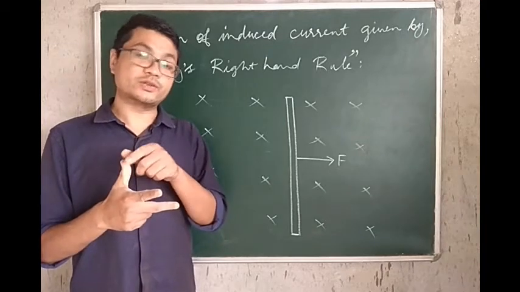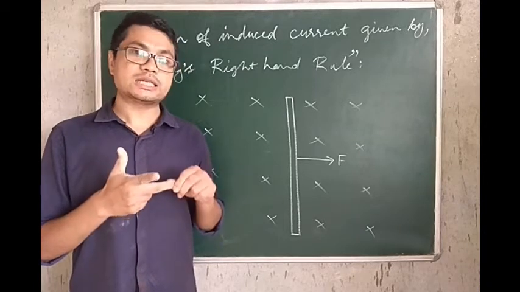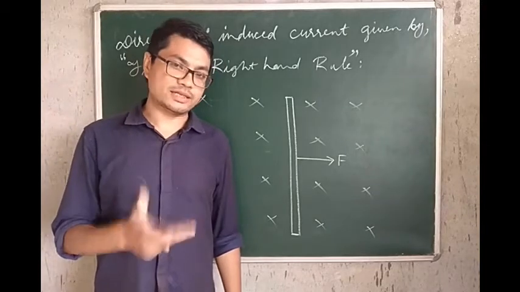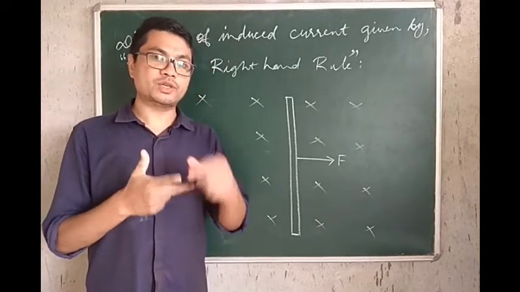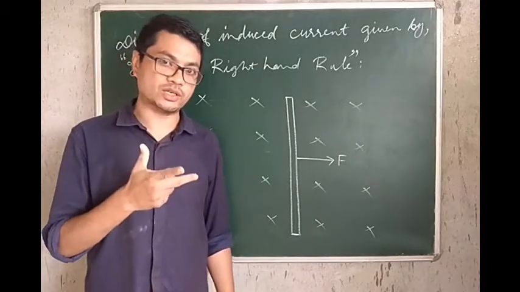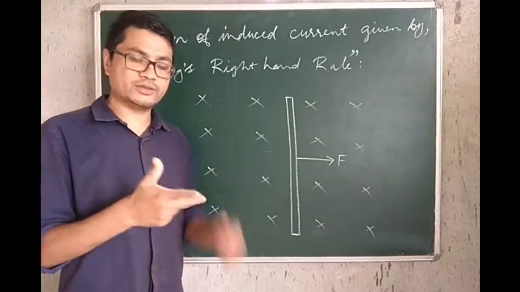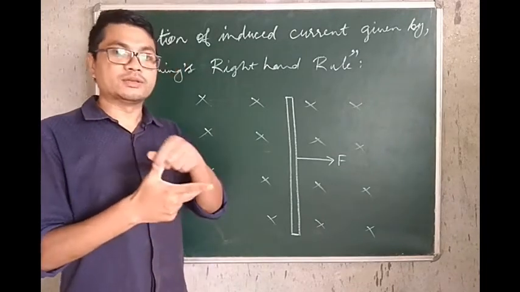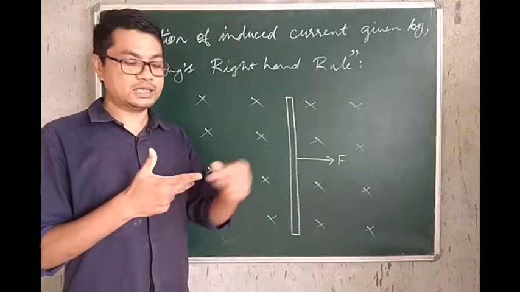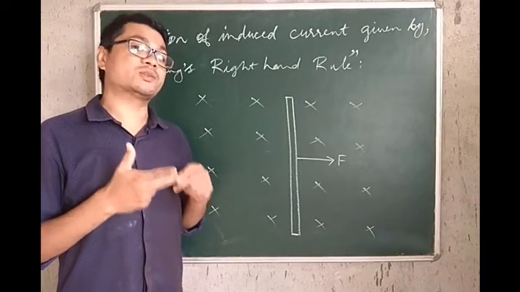Remember your F, B, I, like in Fleming's left hand rule. F gives the direction of the force, your forefinger gives the direction of the magnetic field, and your middle finger gives the direction of the current induced. So Fleming's right hand rule tells us if we stretch the thumb, the forefinger and the middle finger of our right hand at mutually perpendicular directions, then the thumb gives the direction of the force applied, the forefinger the direction of the magnetic field, and the middle finger the direction of the current.